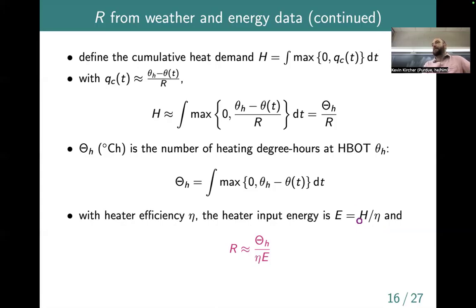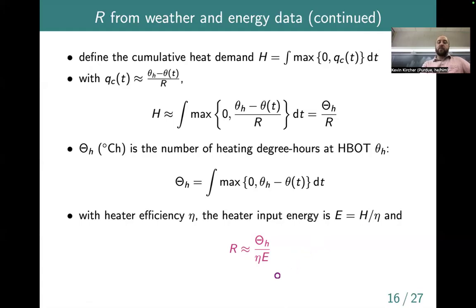It would be bigger than the heat that's actually supplied. The other 20% of the energy content from the fuel would go basically up a smokestack. Okay, so if we put all of this together, we have an expression for H here. H is equal to the number of heating degree hours divided by R. So we solve this for R, we get R is equal to theta over H. And then we plug in from this equation that H is equal to the efficiency times the fuel input measurement, E.